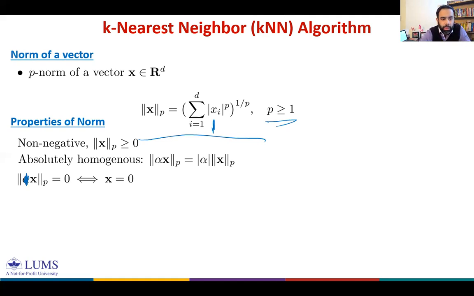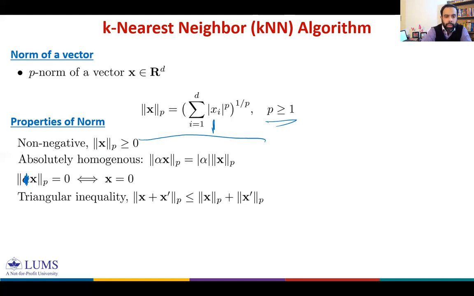The pth norm of a vector is equal to 0 if and only if x is equal to 0. And finally, we have the triangular inequality, which states that the norm of x plus x dash is less than or equal to the norm of x plus the norm of x dash. You must have studied this in high school in a triangular setting.